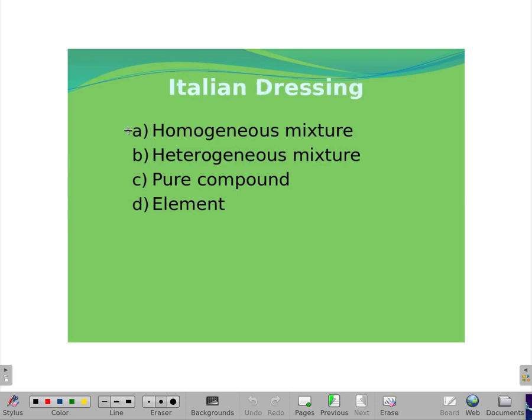How about Italian dressing? That is definitely a heterogeneous mixture because with salad dressings, almost all salad dressings, you can actually see the individual components or some of the individual components in there. Gives it some texture. And that gets us done with Chapter 3.